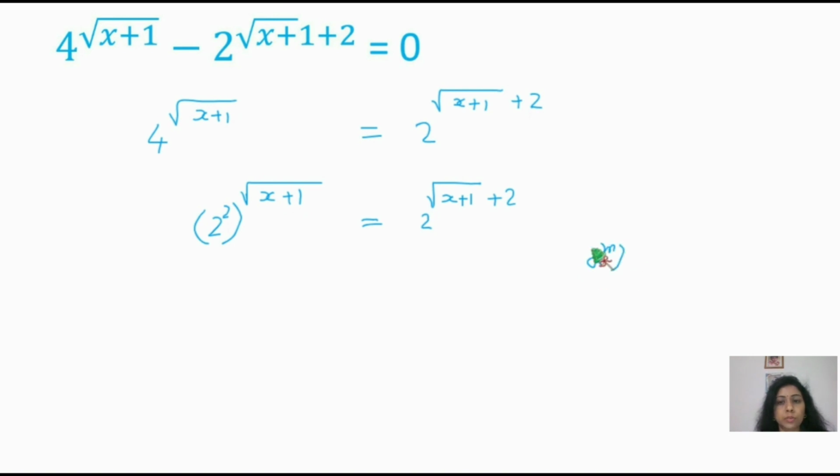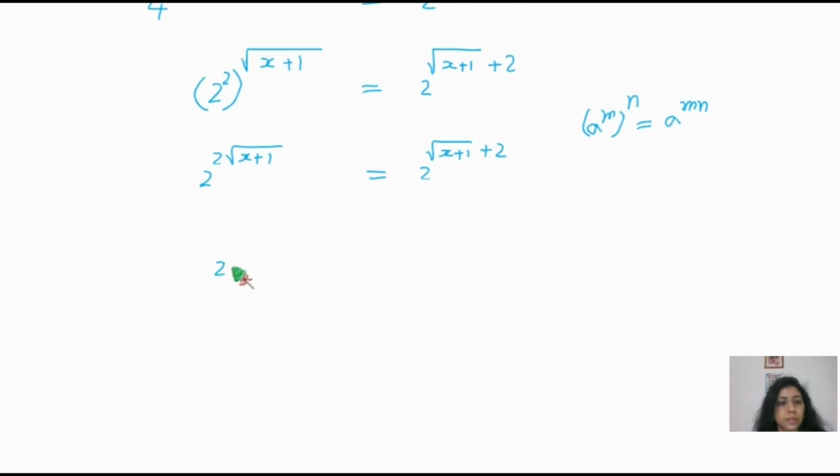If a to the power m to the power n equals a to the power m times n. So here power to the power means multiply. 2 to the power 2 times square root of x plus 1, and this is 2 to the power square root of x plus 1, plus 2. Now the bases are the same, so the powers are also equal. So we can easily write 2 square root of x plus 1 equals square root of x plus 1 plus 2.